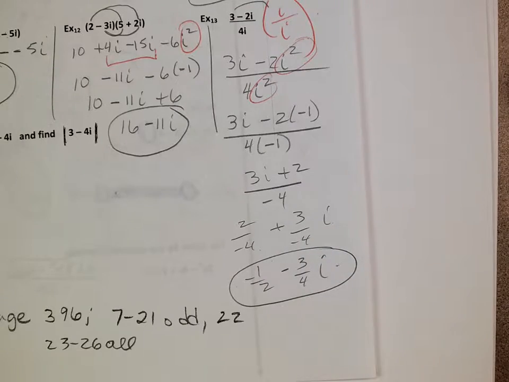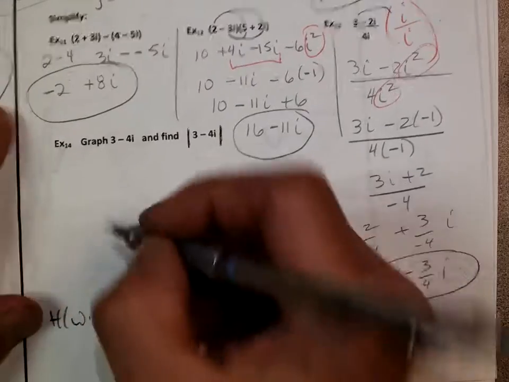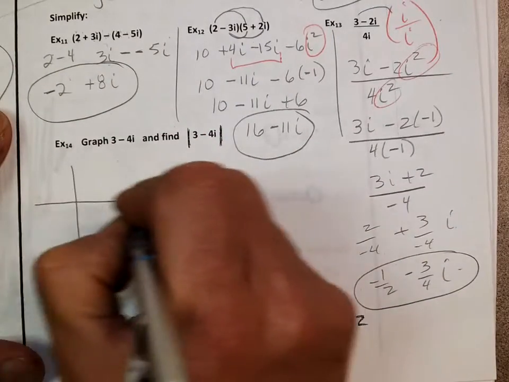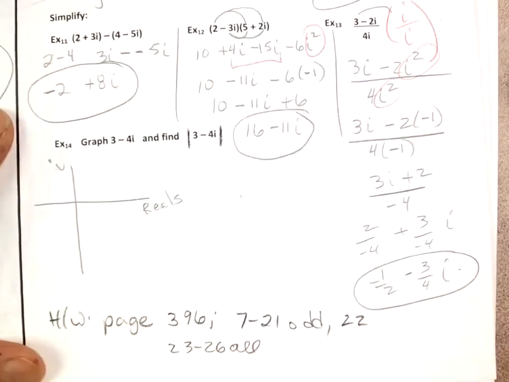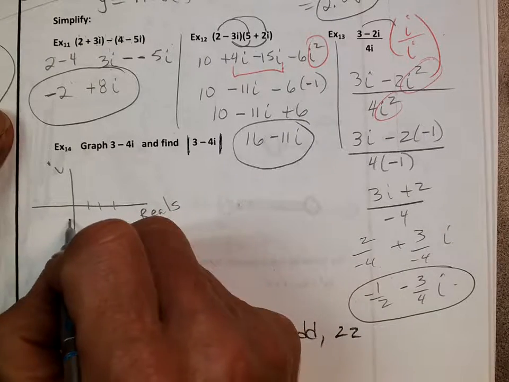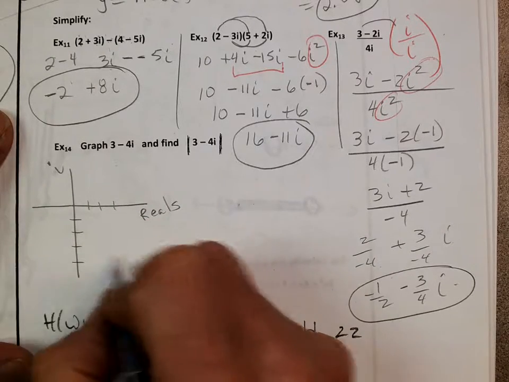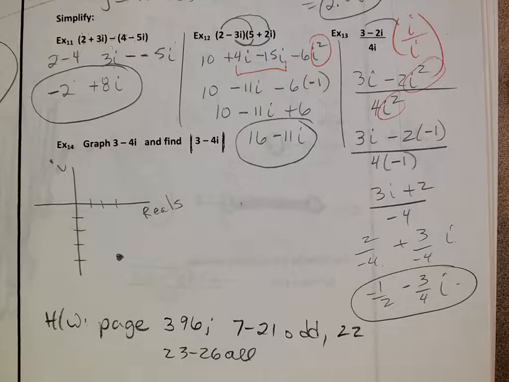Okay, 14. Easiest problem on the test. Seriously. Reals, imaginaries. Okay? 1, 2, 3. 1, 2, 3, 4. There's your point, right there. That was hard, huh? Don't miss that one. I'm going to be really sad for you if you miss that one, okay?